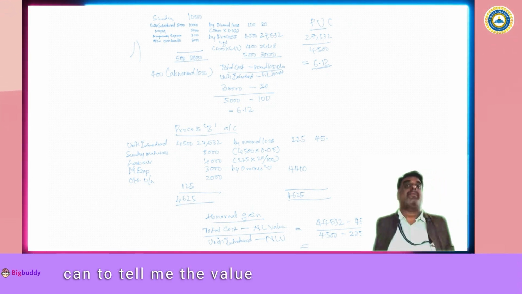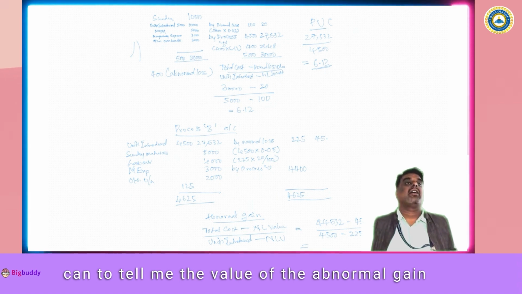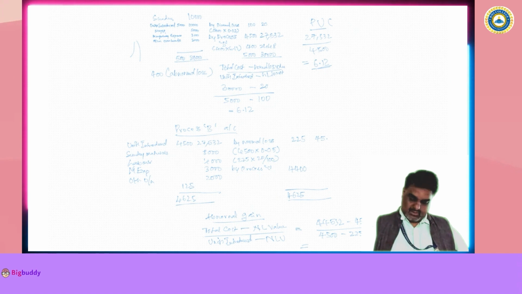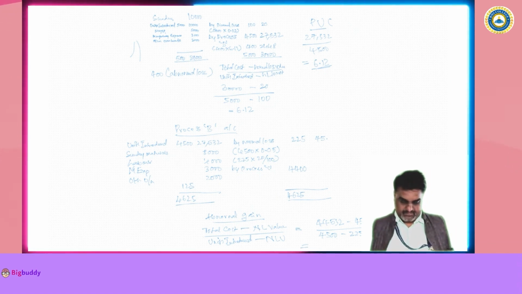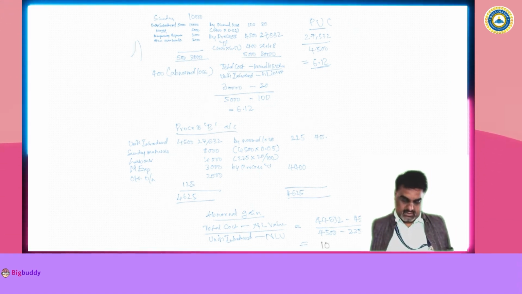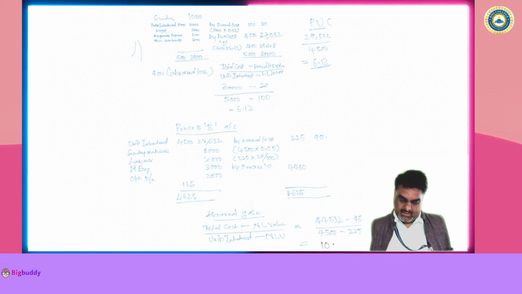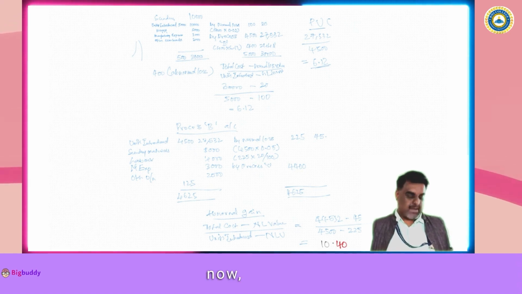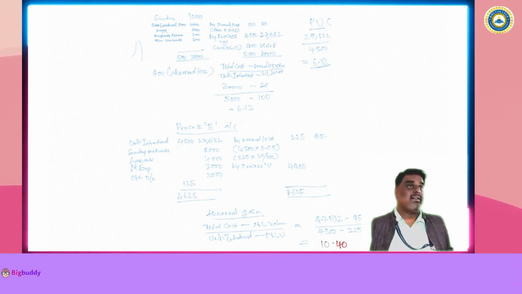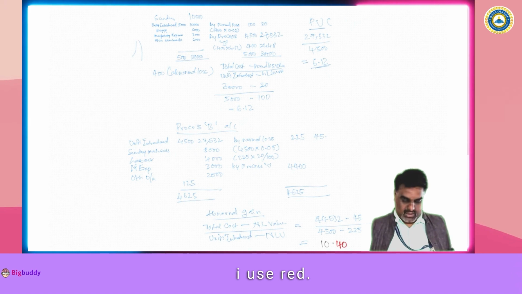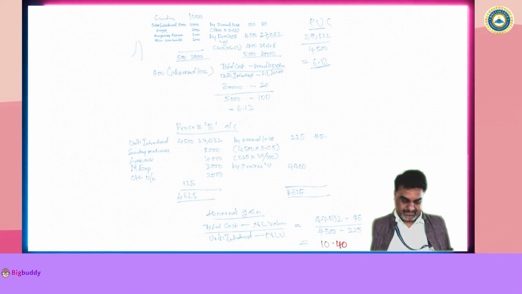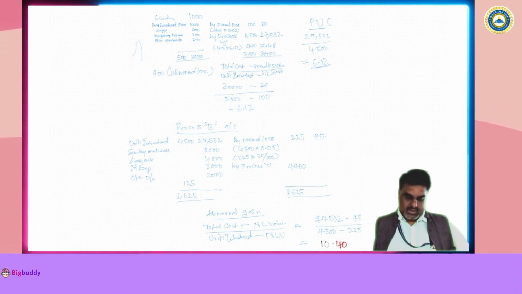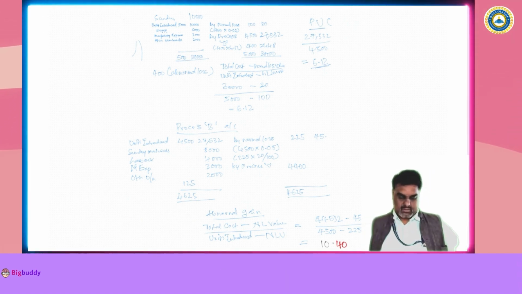No. Tell me the value of the abnormal gain. What? 10.40. Now is it better? I used red out. I will try black. 10.40.